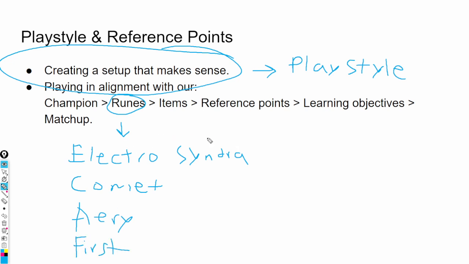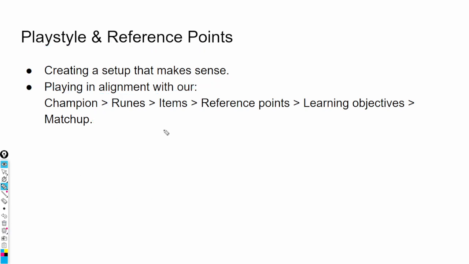So understanding the purpose of our setup is really important, in that we align everything that we do with our champion. And then those will become certain reference points. So runes are really nice reference points on how you want to trade, for instance. But depending on our champion, each has their own idea of how they want to play the game.